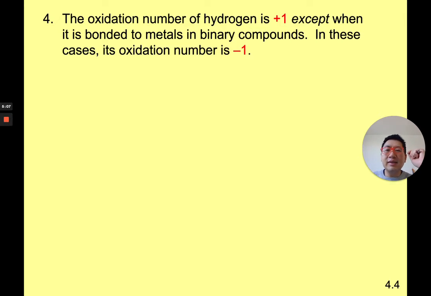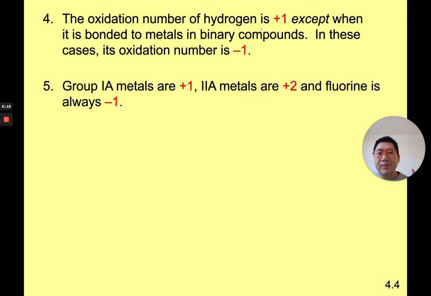But it's okay. So, anyways, kind of lost track. So, hydrogen is +1, except when it's a binary metal. Okay, going on to the next thing. Group 1 metals are +1, group 2 metals are +2, and fluorine is always -1. These are always. The keyword there is always.